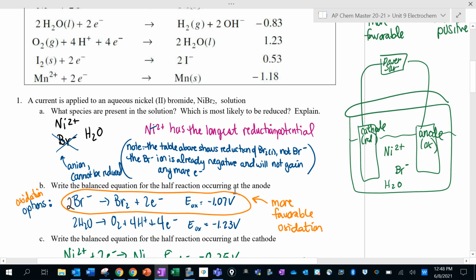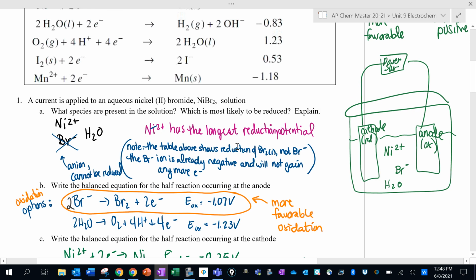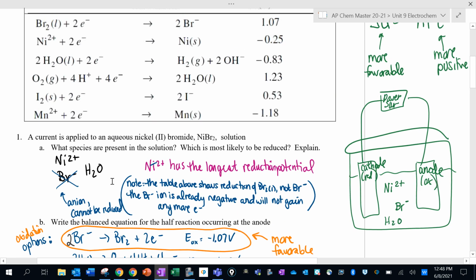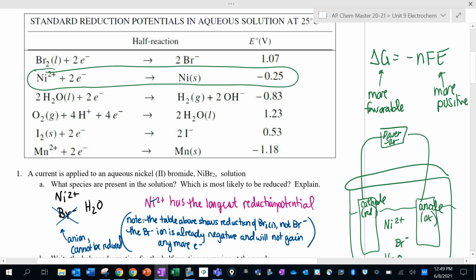First, let's take a look at who is most likely to be reduced. Again, we've got three substances in our solution: nickel ions, bromide ions, and water. Let's see who has the largest reduction potential. Here's nickel ions being reduced, which has negative 0.25 volts. And here is water being reduced, and that's negative 0.83 volts.